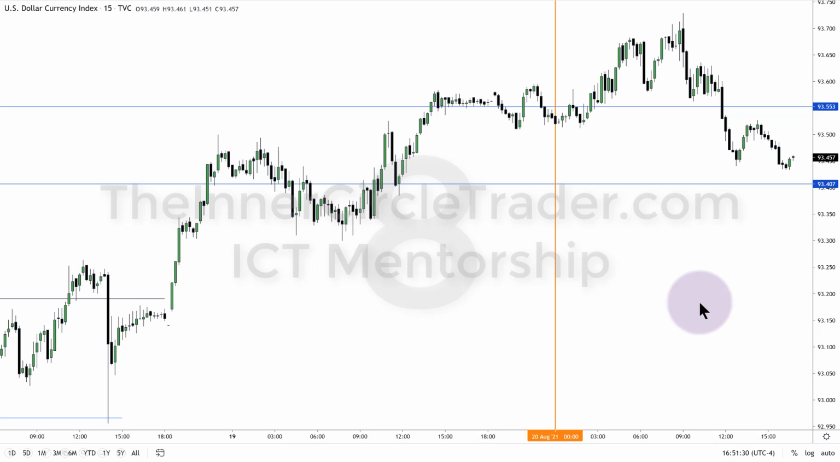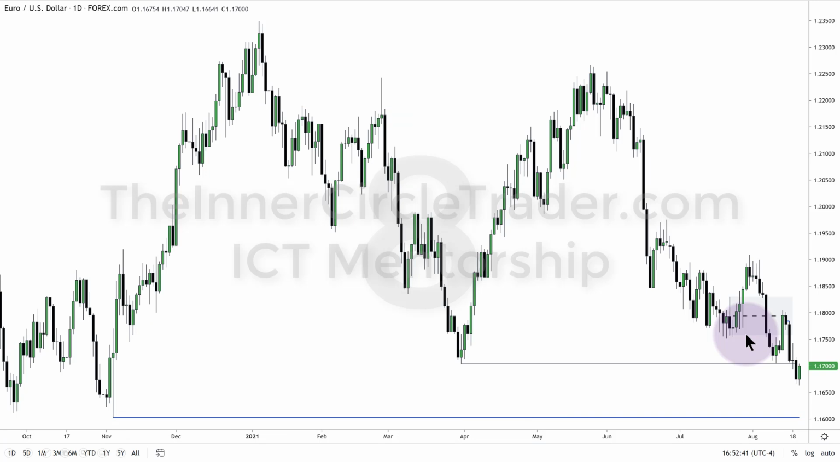But right now, I haven't changed my mind about where I think dollar is going and or euro, but there are potentially going to be some speed bumps in euro dollar. So let's take a look at that now.